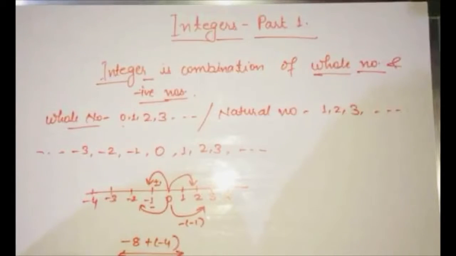And then which sign do you need to put into the result? The number with the highest sign. 8 is the larger number of these two, and it has the negative sign. So the result will include the negative.